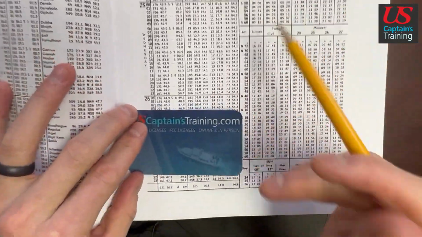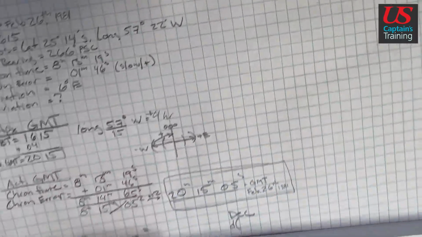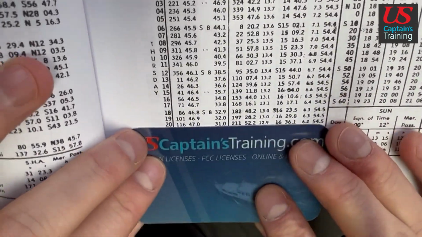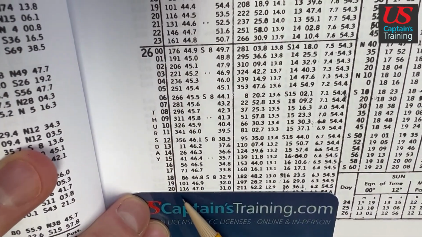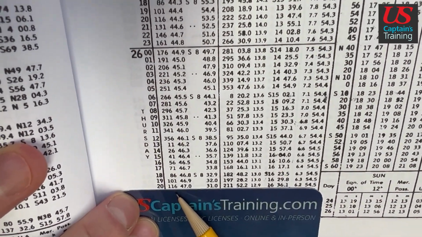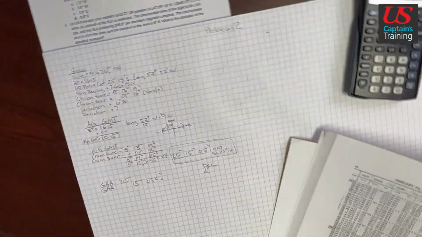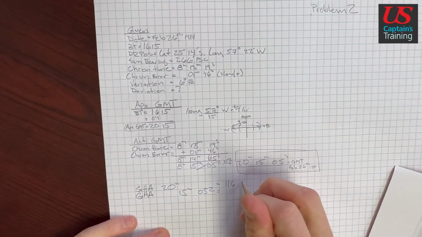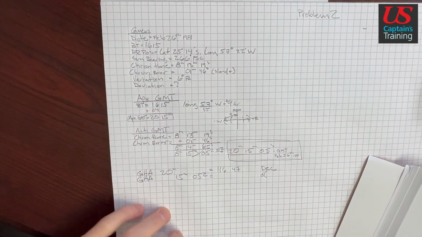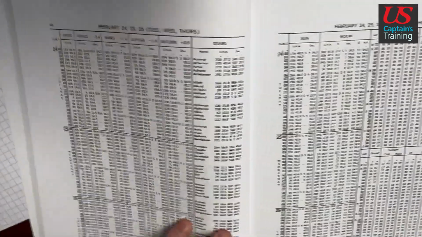And then we're looking for the 26th, and our GMT was 20 hours. So here we are, the 26th, 20 hours. We're at 116 degrees 47. Let's record that. 116 47. And now the declination's right next to that one, so we can get that right now.